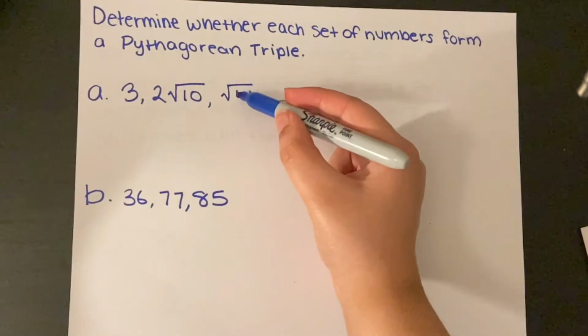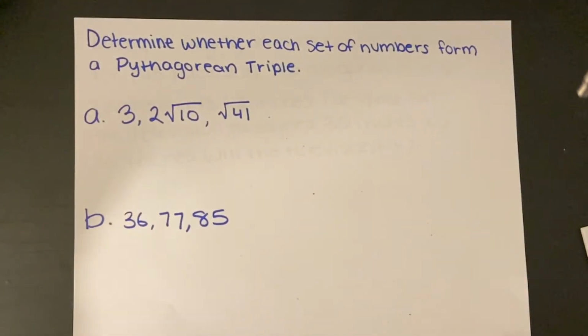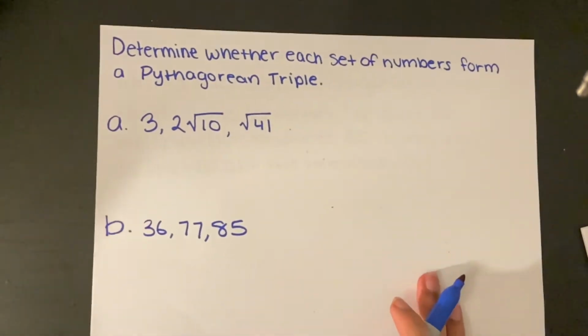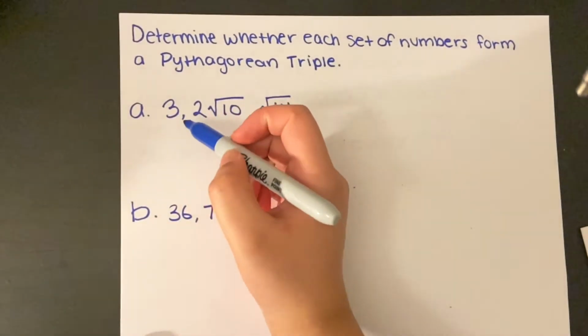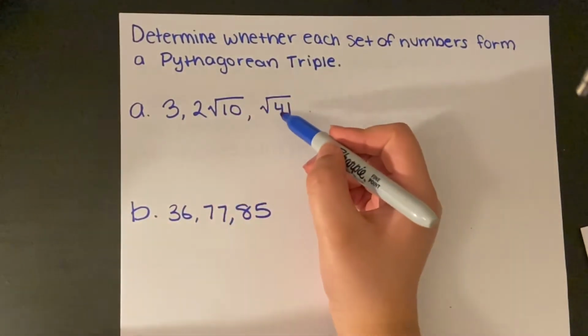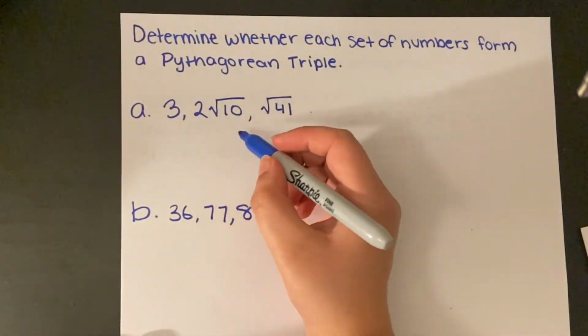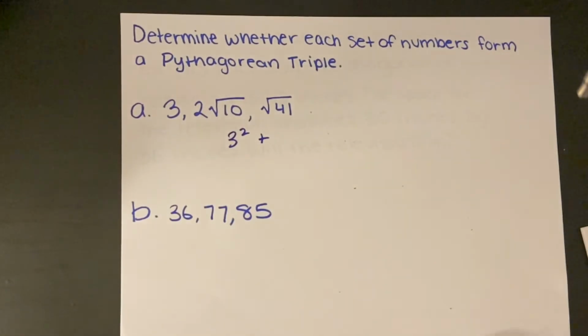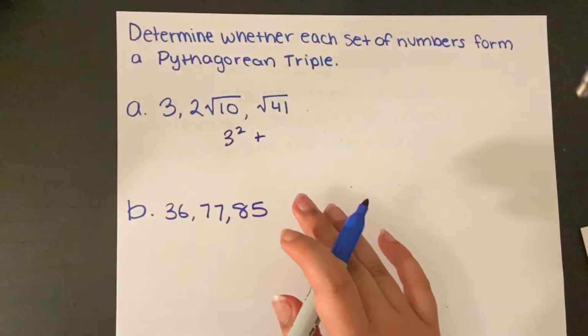The actual number, right? So it's really not that big a deal. So let's see what forms a Pythagorean triple. All right, so this is in the order A, B, C. So it should be 3 squared plus 2 times 10 squared. So 10, so obviously we're going to square this, right?